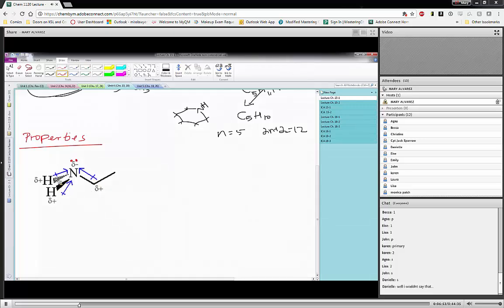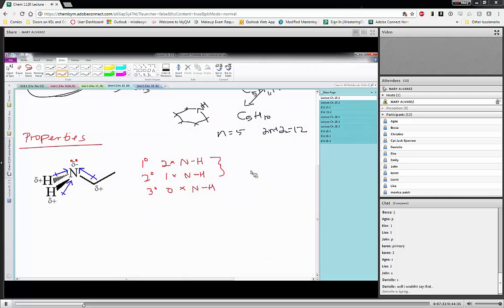But because the NH bond is not as polar as the OH bond, it has slightly lower boiling points than alcohols. And it also depends whether you're talking about a primary amine, which has 2 NH bonds, a secondary amine, which then has 1 NH bond, and a tertiary amine, which has no hydrogen bonding at all.